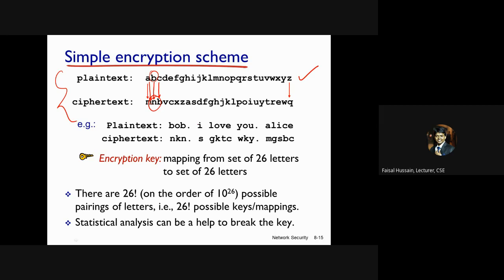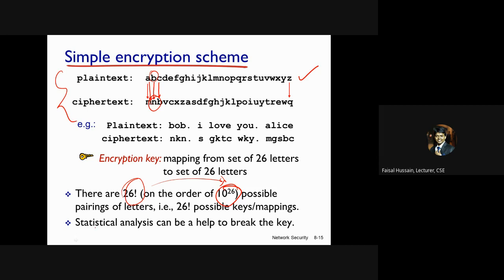So the encryption key is a mapping from a set of 26 letters to 26 letters. So there are 26 factorial possibilities. Actually not 10 to the power 26, 26 factorial is the case, and this is close to 10 to the power 26. Okay, so you see that you actually have permutation cases here.